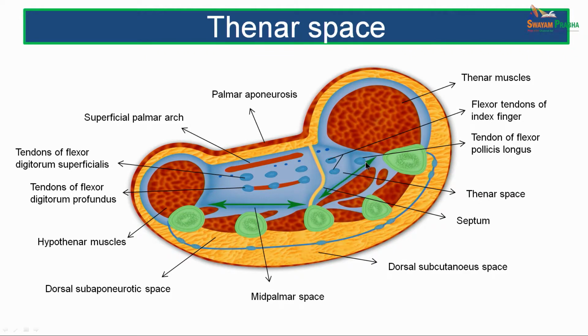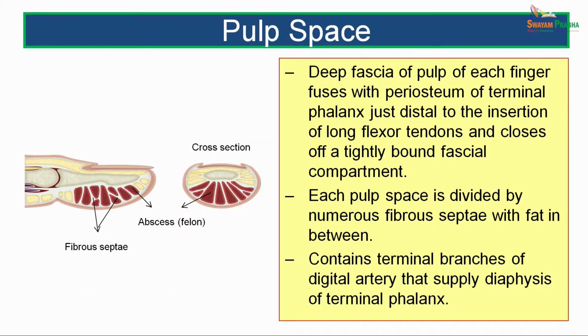The tendon of flexor pollicis longus surrounded by its synovial sheath. The long tendons for the index finger, that is the tendon of the flexor digitorum superficialis and the flexor digitorum profundus along with the synovial sheaths. The first lumbrical muscle and the digital vessels and nerves supplying the lateral 1.5 fingers. So, that finishes with the boundaries and contents of the thenar space. Let us now move on to the pulp space.